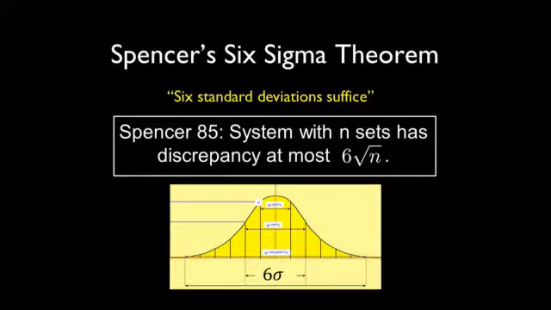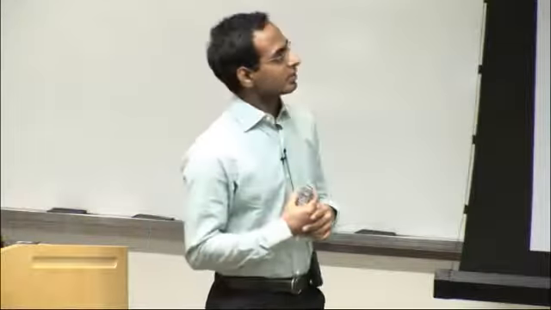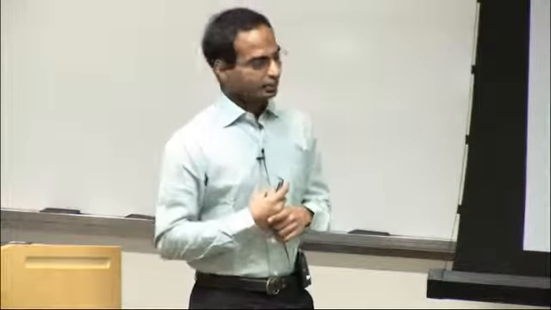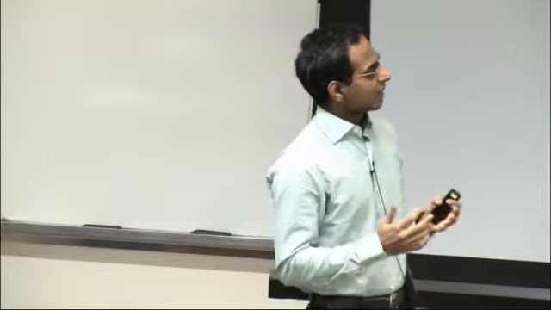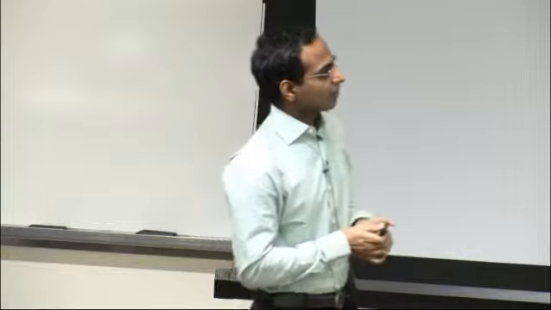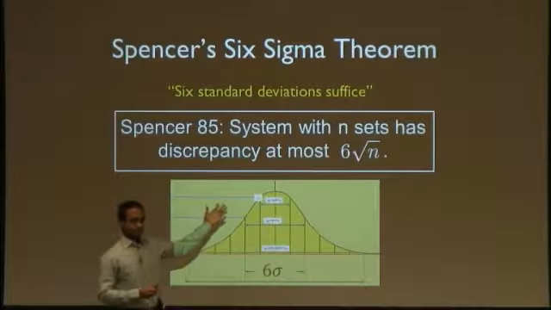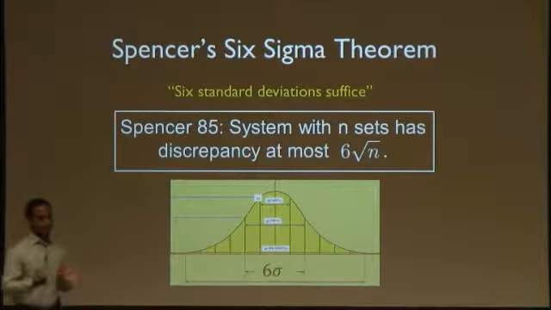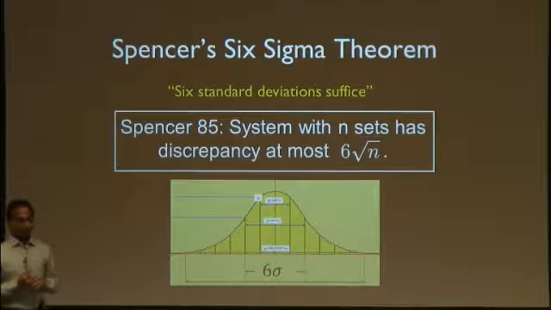Here I'll talk about one of the cornerstone results in this area, Spencer's celebrated six standard deviations suffice theorem. It says the following: if you have a set system with n sets in it, then the system has discrepancy at most 6 times square root n. It's called the six standard deviations suffice result because there's a 6 in the theorem statement, and square root n corresponds to the standard deviation of a set under random coloring.